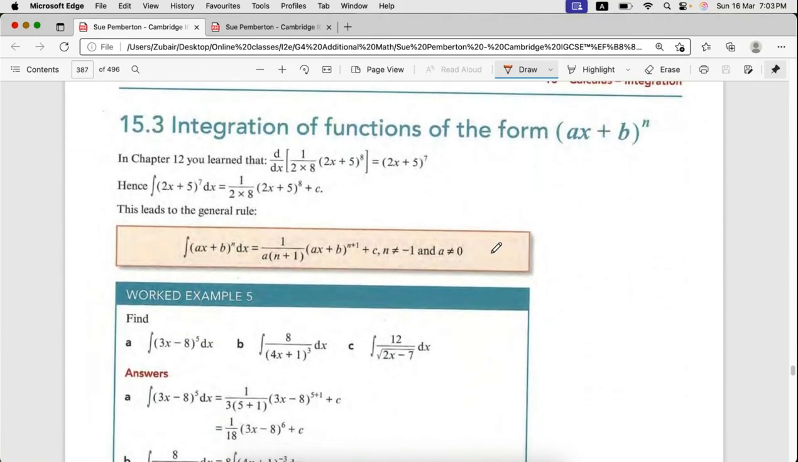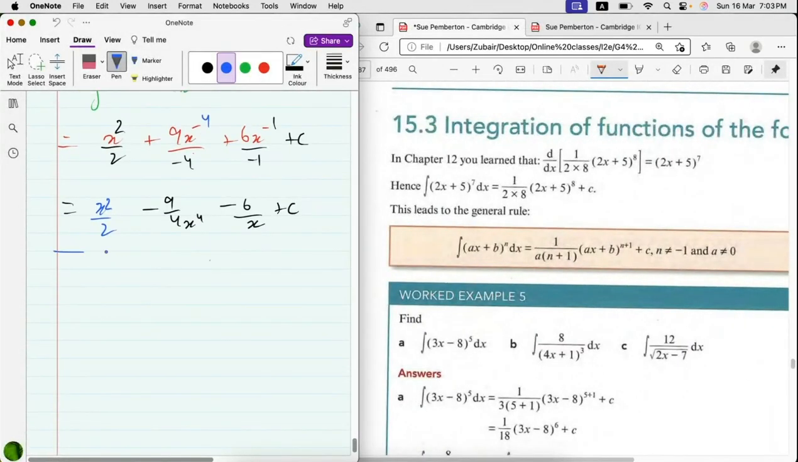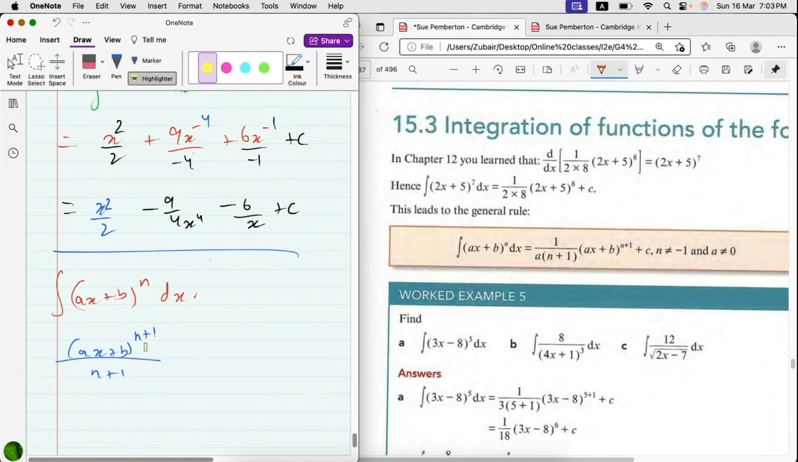Okay, now this is the new subtopic of this form. We have a function and there's a power on the function. So what do we do? I'm just rewriting the general form, which is on the right. We have a function ax plus b raised to power n, and we integrate it. And what were we usually doing? We were adding 1 to the power and dividing with the power. Is it so? Adding 1 to power and dividing with new power.